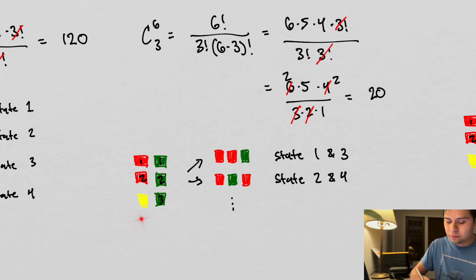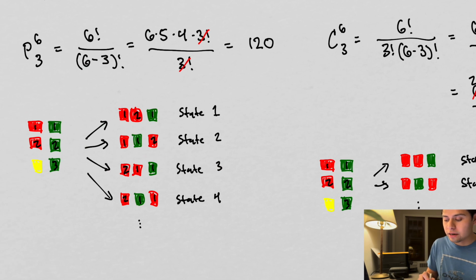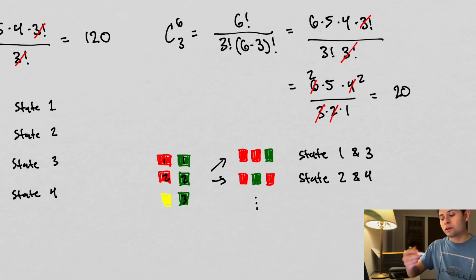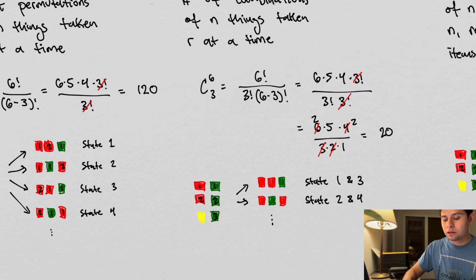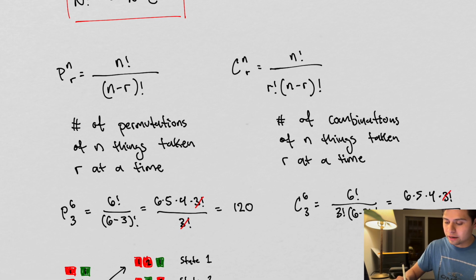We have the same here, but we're ignoring the numbers, right? So this here encapsulates state 1 and 3 from over here because it's red and red, right? And you can automatically see how we have fewer combinations than we have permutations. And this comes from the fact that we're dividing by r factorial. That makes the denominator bigger, therefore making the number of combinations smaller.